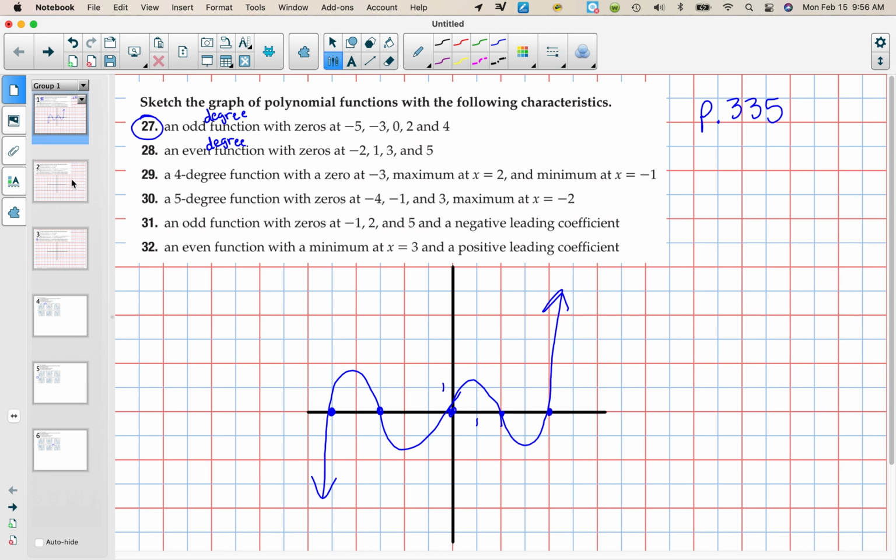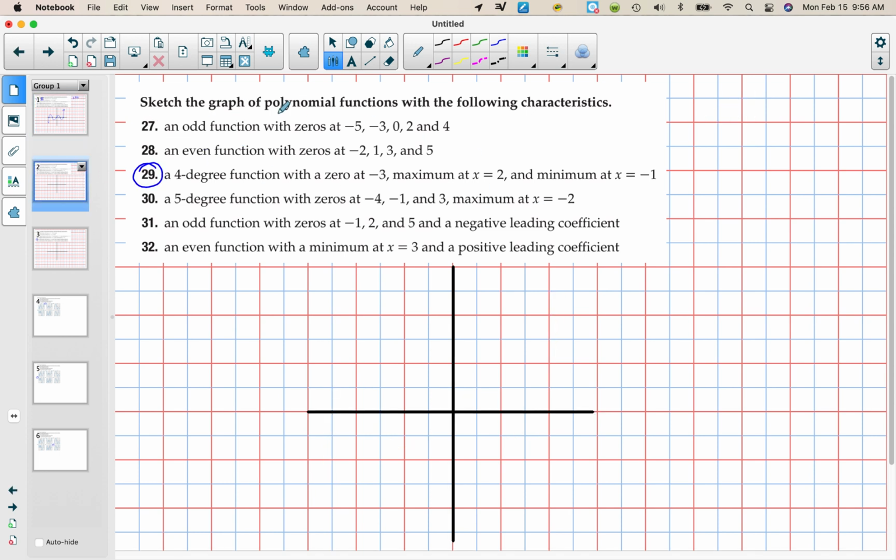All right, so next one. Sketch the graph of a 4th degree function. So that tells you something about the end behavior, either both ends up or both ends down, with a 0 at -3. So I'm going to plot a 0 at -3. Again, I'm counting by 1, so I'll scale my graph. A maximum at x equals 2. So it doesn't tell me what the maximum is. I don't know how high up it's going to go. I just know it occurs at x equals 2.